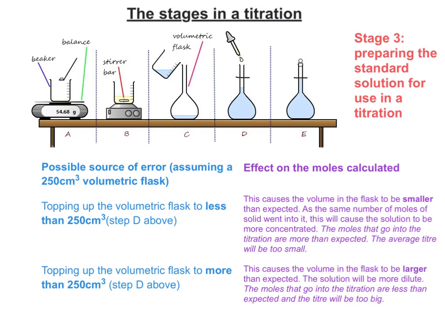So now let's have a look at the stages of the actual titration part itself. We've now made up our standard solution. This will be the solution that goes into the burette. So we've made up 250 centimetres cubed. We're going to use 25 centimetres cubed portions of this to carry out each individual titration. So we may not use all of it up, but the important thing is that the concentration of it is correct and accurate.